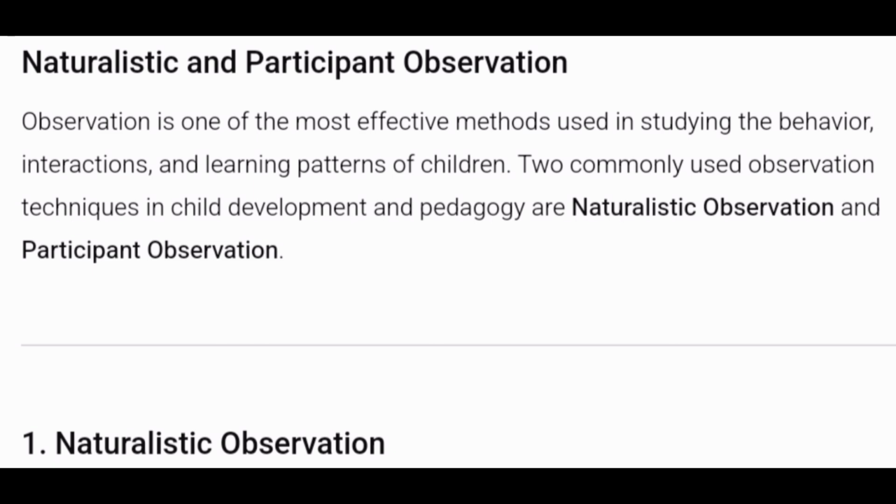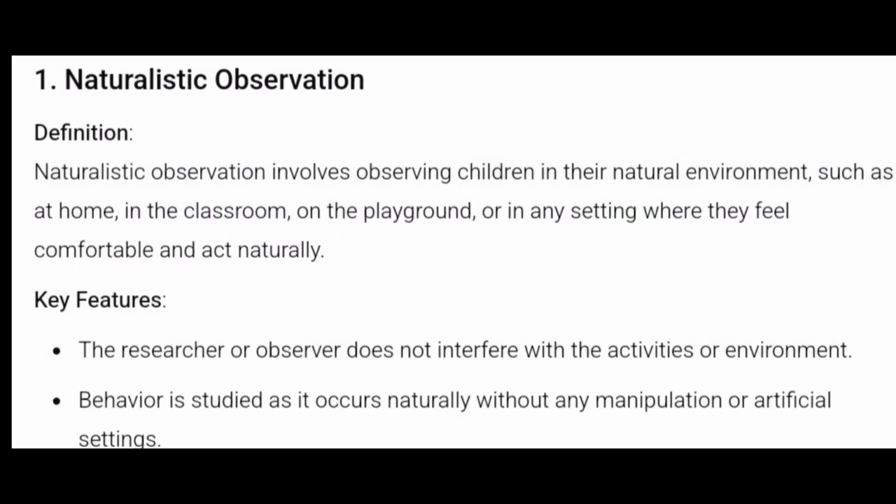So there are two types of observation. Remember, when I'm saying two types, it means two types of observation, that is naturalistic observation and participant observation. So first of all, we will see what the naturalistic observation method means. Naturalistic observation definition: naturalistic observation involves observing children in their natural environment, such as at home, in the classroom, on the playground, or in any setting where they feel comfortable and act naturally. So the locations are given here.